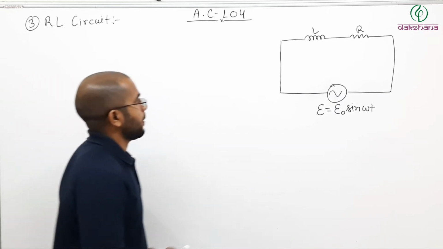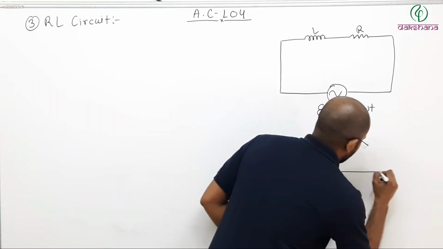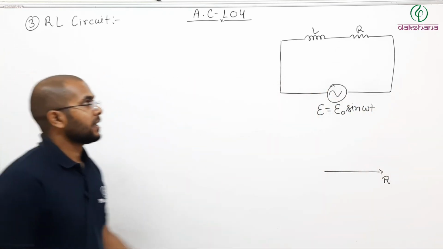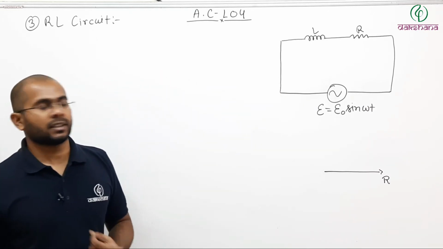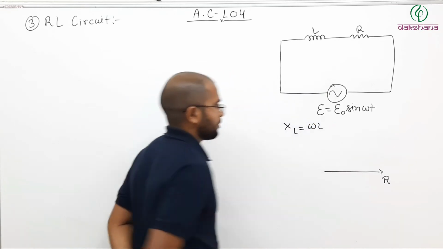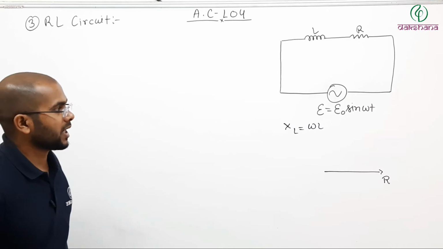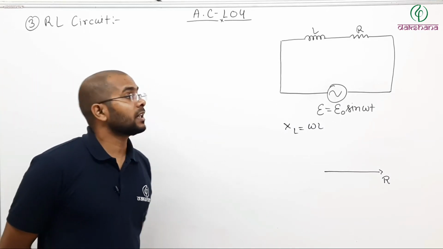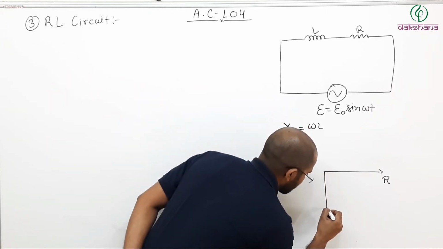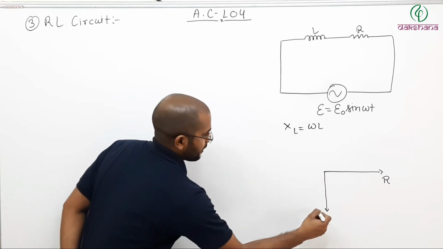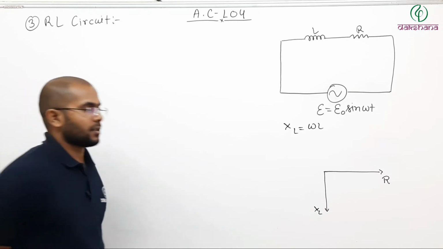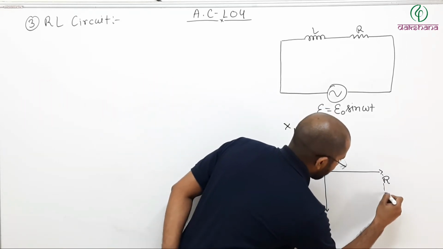What is the vector method? Now, in the vector method, the resistance is along the x-axis. And in the case of the inductor, there would be XL. XL is nothing but omega times L, that we have already seen. Omega L is the reactance of your inductor in an AC circuit. And that would be written along the minus y-axis like this, XL. So what would be Z? Z is the impedance of the circuit. So Z can be written like this.